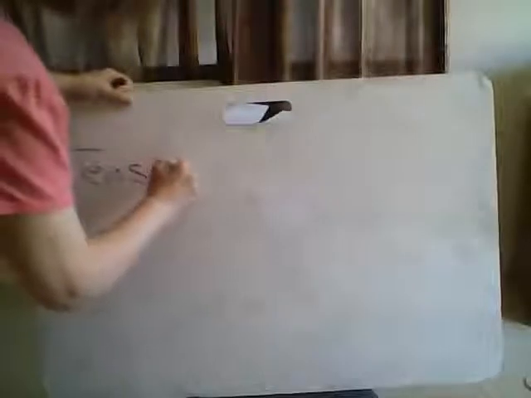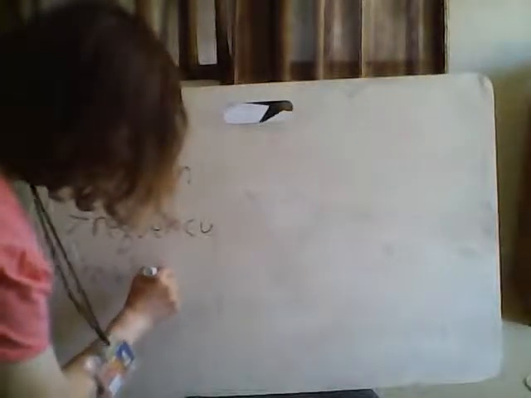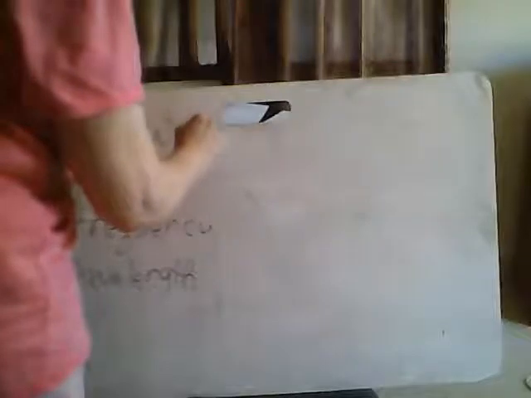So the things that we were looking at in the sim are tension, frequency, and wavelength. And this is about what it is that affects wave speed. So you should have seen that when you change the frequency, the wavelength also changes, but it doesn't change your wave speed.